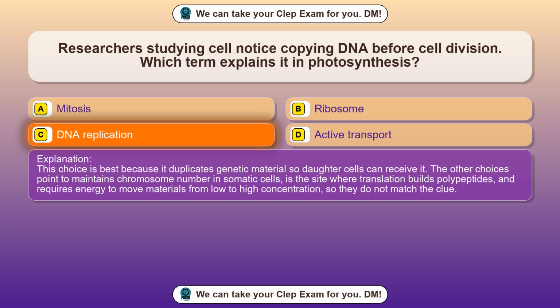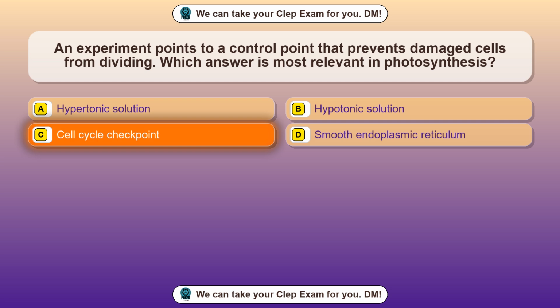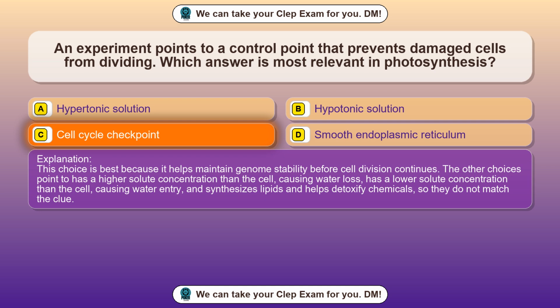The other choices point to maintains chromosome number in somatic cells, is the site where translation builds polypeptides, and requires energy to move materials from low to high concentration, so they do not match the clue. Question 4. An experiment points to a control point that prevents damaged cells from dividing. Which answer is most relevant in photosynthesis? Option A, hypertonic solution. Option B, hypotonic solution. Option C, cell cycle checkpoint. Option D, smooth endoplasmic reticulum. The correct answer is option C, cell cycle checkpoint. This choice is best because it helps maintain genome stability before cell division continues.